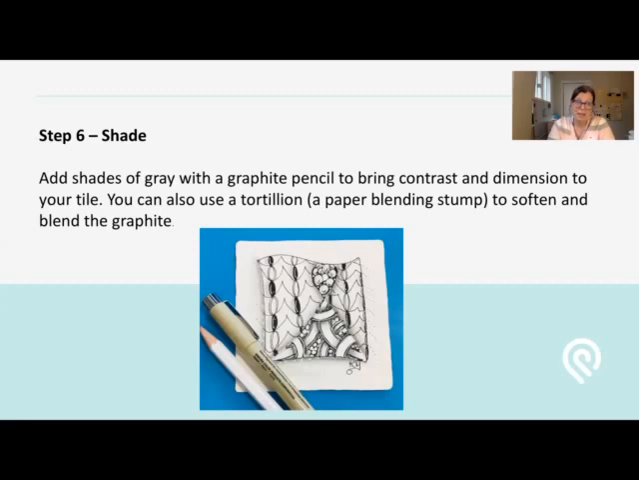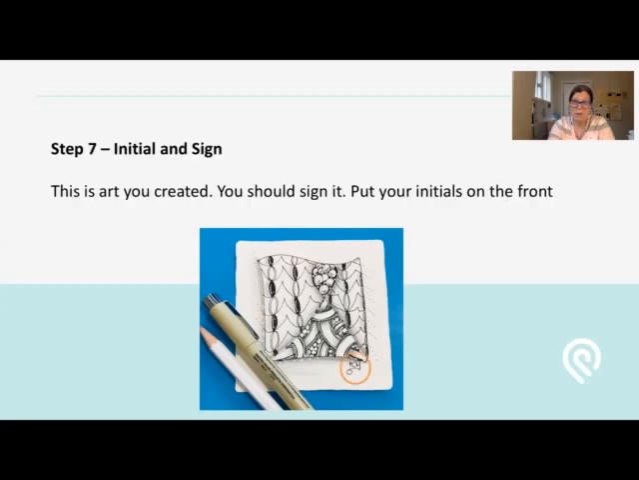And step 6 is shading with a pencil to bring some contrast and dimension into the tile. And you can also use a tortillon or a blending stump or a Q-tip or a little piece of tissue to soften and blend that graphite, again, to make more contrast and to just make it more beautiful.